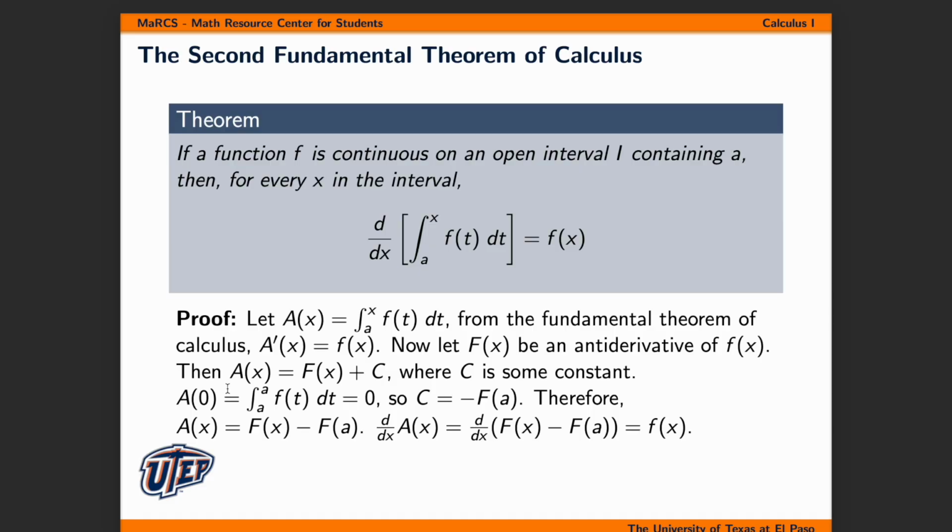So evaluating A of x at a, that means we are taking the integral from a to a of our function f of t with respect to t, and that is equal to 0. So that means that our constant is equal to negative capital F of a. So that means A of x is equal to capital F of x minus capital F of a. So our antiderivative minus our antiderivative evaluated at a. Now if we take the derivative of A of x, that is equal to f of x, because we stated previously A prime of x was equal to f of x.